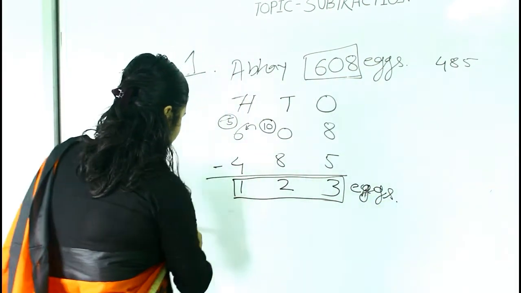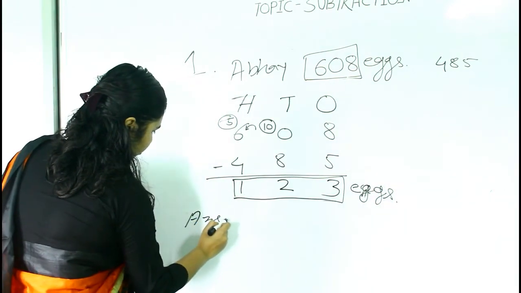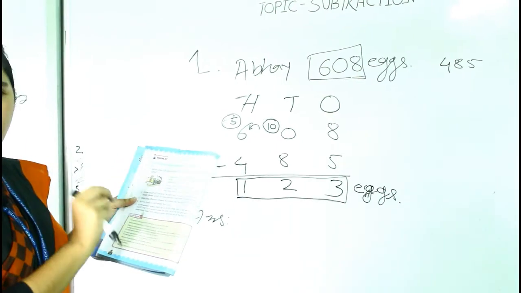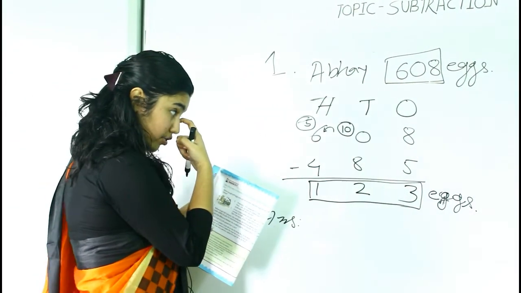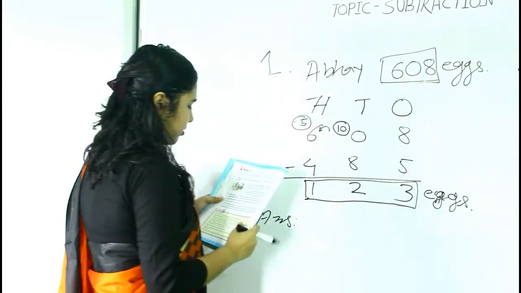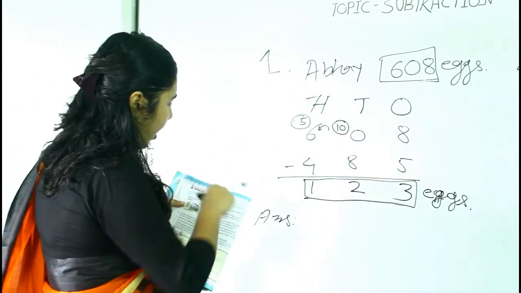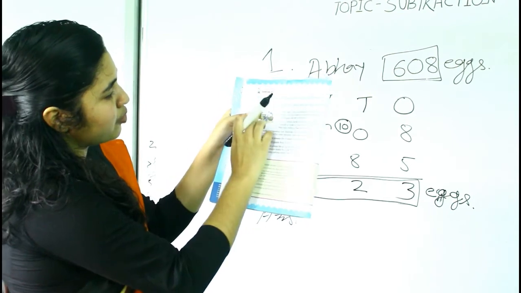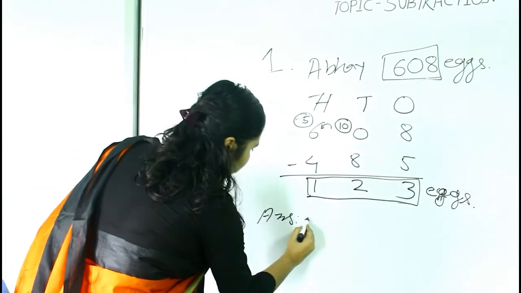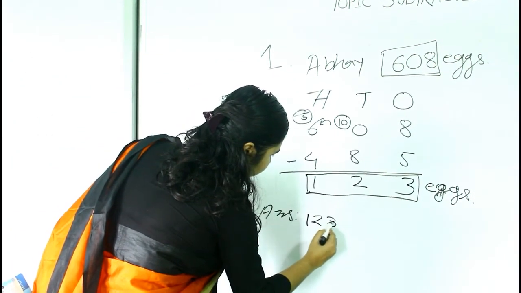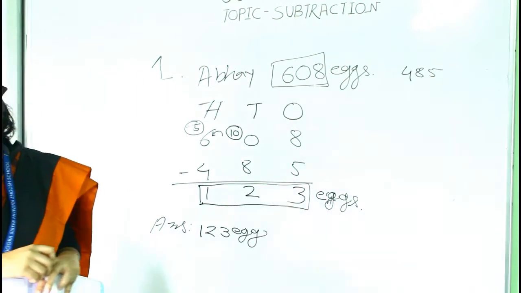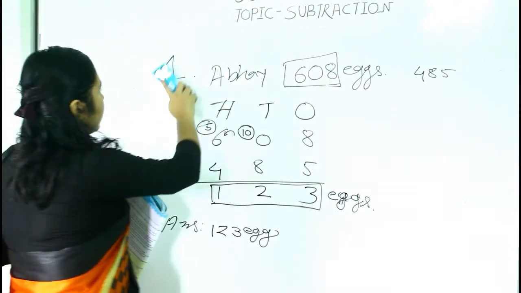So our answer is, because this is a word problem, right? So here we have to write this answer in words. Like the question is, how many eggs are left with Abhay? So our answer is 123 eggs. That means 123 eggs are left with Abhay. Now take the next problem.